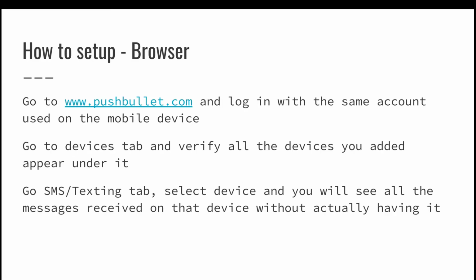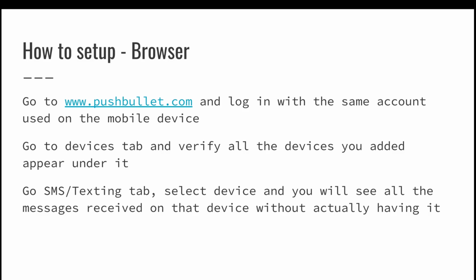And then how do you set it up on your browser? Go to pushbullet.com and it will give you an option to log in with the same account, either with Google or Facebook. Try to use the same account that you have used on your devices. Go to the Devices tab and verify that all the devices that you added appear, that is, all the devices which you logged into using the same account that you used on the browser.